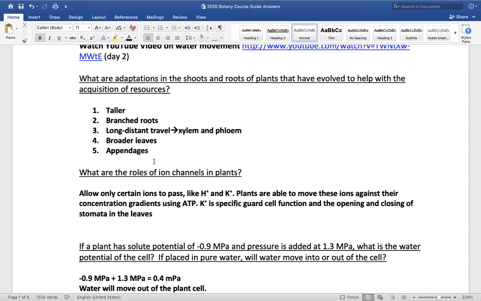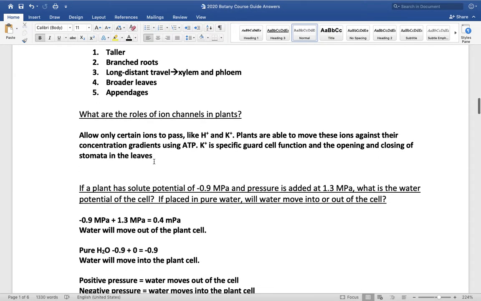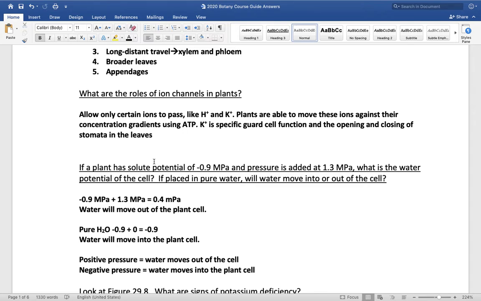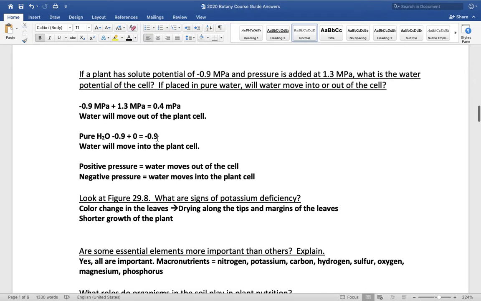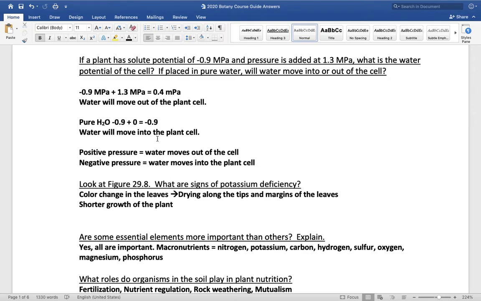Ion channels in plants, roles, the main ones being hydrogen ions and potassium ions. Hydrogen ions, we already know, very important in photosynthesis and cellular respiration in the production of ATP. And then potassium specifically is involved in the opening and closing of the stomata on the underside of a leaf to bring in carbon dioxide. The problem is you release water at the same time, and that's transpiration, which we'll get to here in a second.